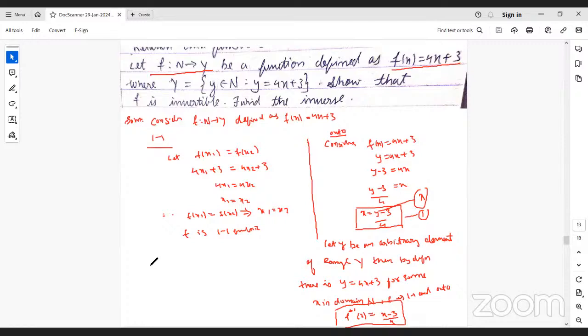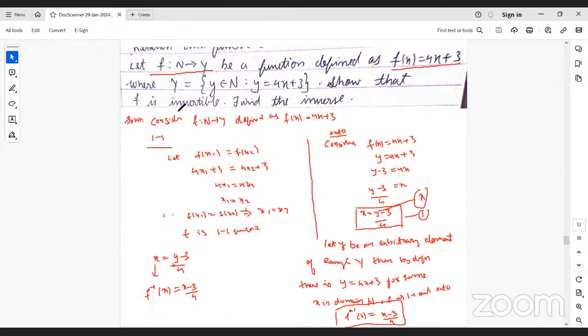Once again, see the last step. In equation 1 we have got x is equal to y minus 3 upon 4. When we are writing the inverse of the function, f inverse of x is equal to, where there is y you need to replace it by x, so x minus 3 upon 4 will be the inverse of the function. So this is the method, this is how we found the inverse of the function.